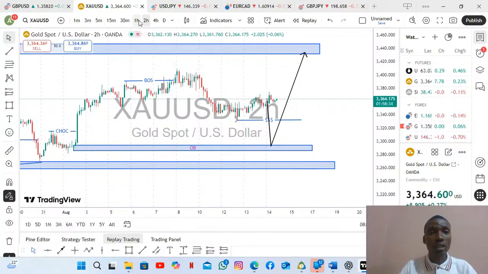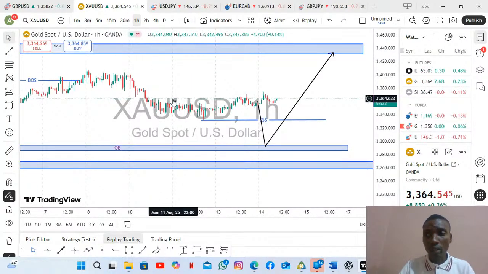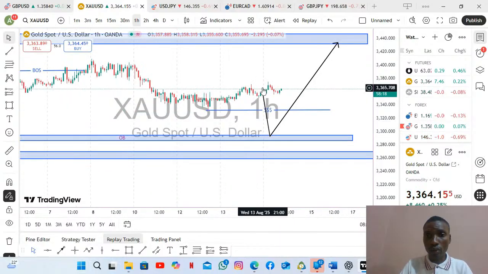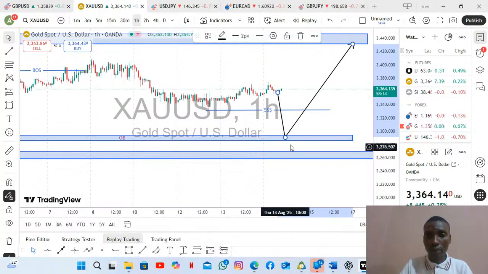What is 1 hour saying? 1 hour is actually giving us almost the same. As you see, this was the last break of structure. Other block, we expect gold to come down here. We expect gold to come down, tap into this.